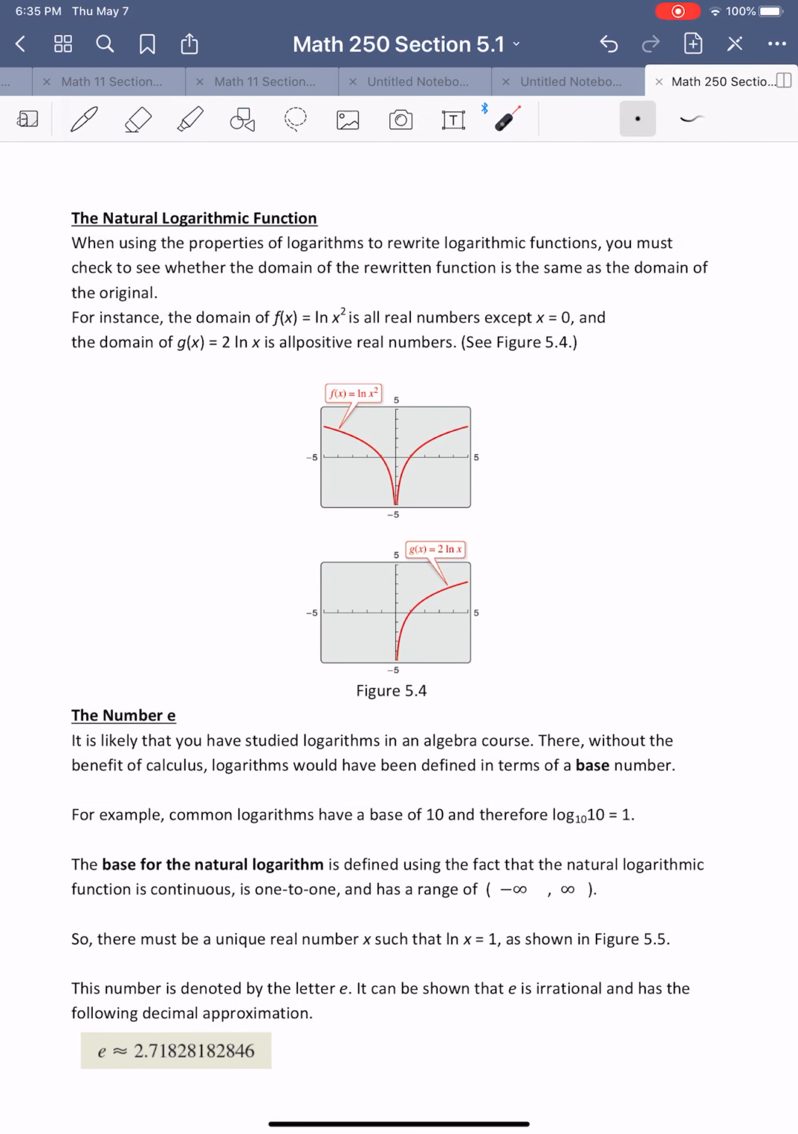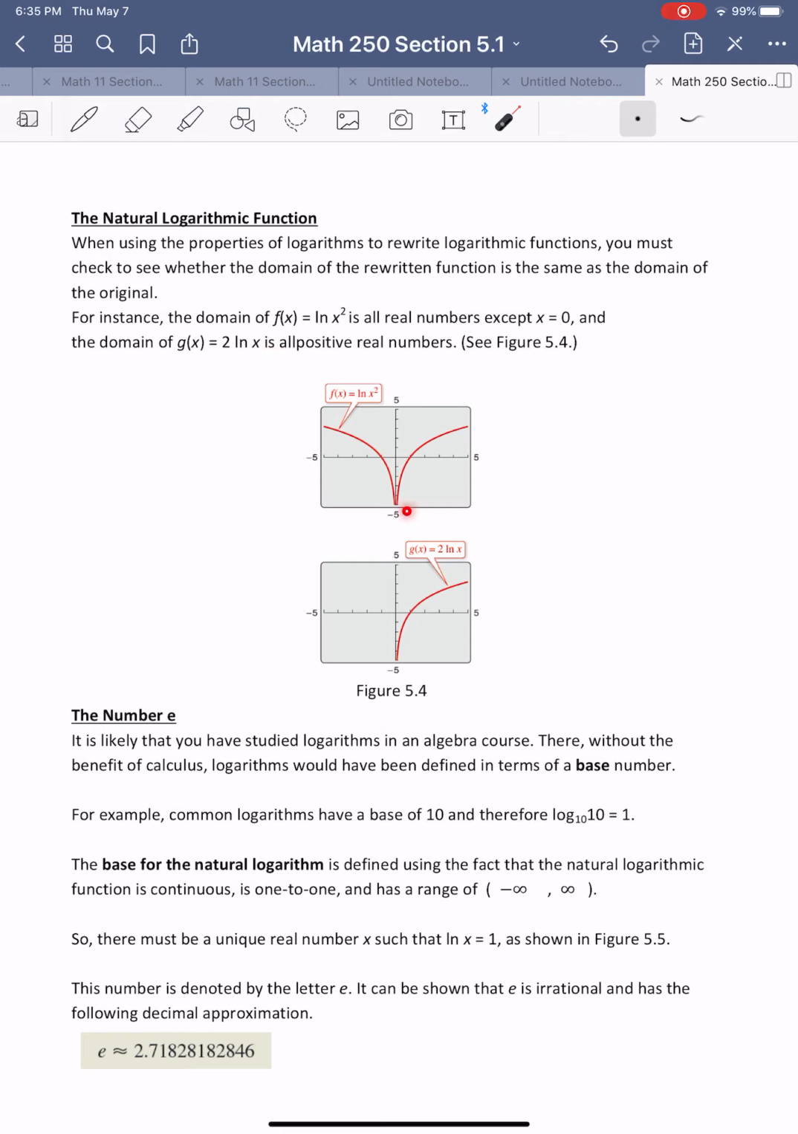Alright, natural logarithmic function. When you're using the properties of the logarithm to rewrite a logarithmic function, you must check to see whether the domain of the rewritten function is the same as the domain of the original. For instance, the domain of f of x equal to ln x squared is all real numbers except x equal to 0, because ln 0 is not possible. And the domain of g of x equal to 2 ln x is all positive real numbers.